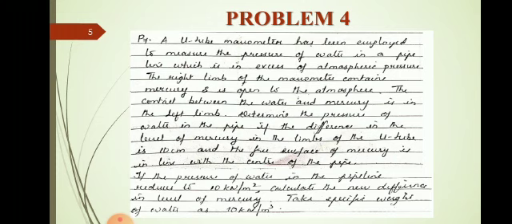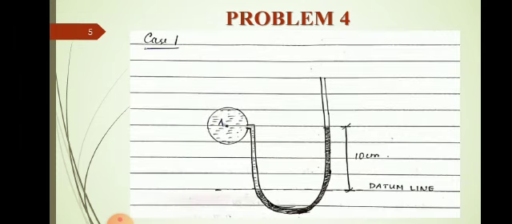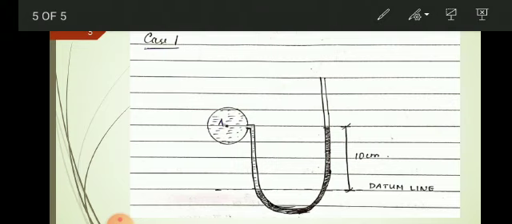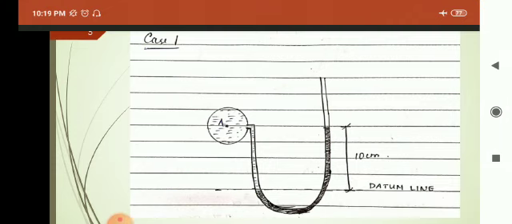So we will take it as two different cases. First one, case 1, and the second part as case 2. So this is the figure for case 1. Here you have the pipeline, the manometer is connected and the difference in level of mercury in both the limbs is equal to 10 centimeter. So where do you draw the datum line here? The datum line will be drawn at the point where the lower mercury level is there. So here you can see that this is the lower mercury level, and along the lower mercury level you have to draw a horizontal line which becomes the datum line.